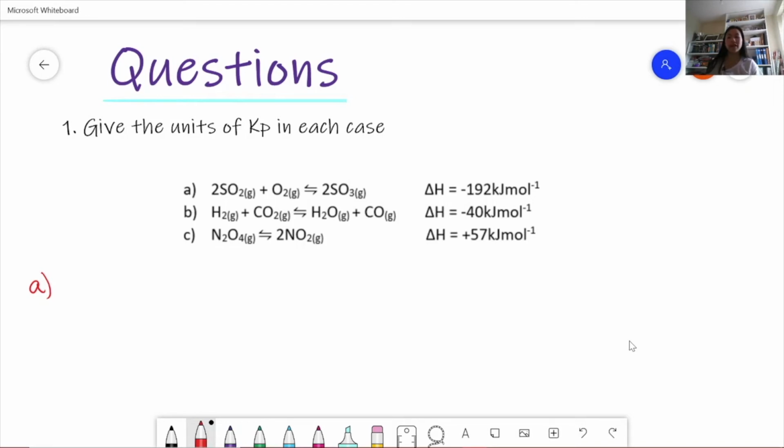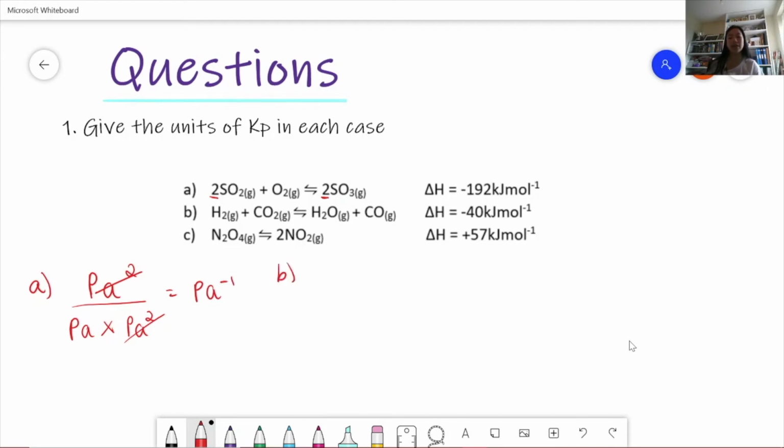So we have the SO3. Let's just say that everything is measured in pascals. So we have a pascal for the SO3. And this is squared because we've got 2 moles of it. And then we have an oxygen, so that's just 1 pascal, and then multiply it by the partial pressure of the SO2, so that'll be pascal squared again because we've got 2 moles of SO2. And so we can cancel out the pascal squared, so we get 1 over pascal, which is pascal to the -1. So that's the units for A.